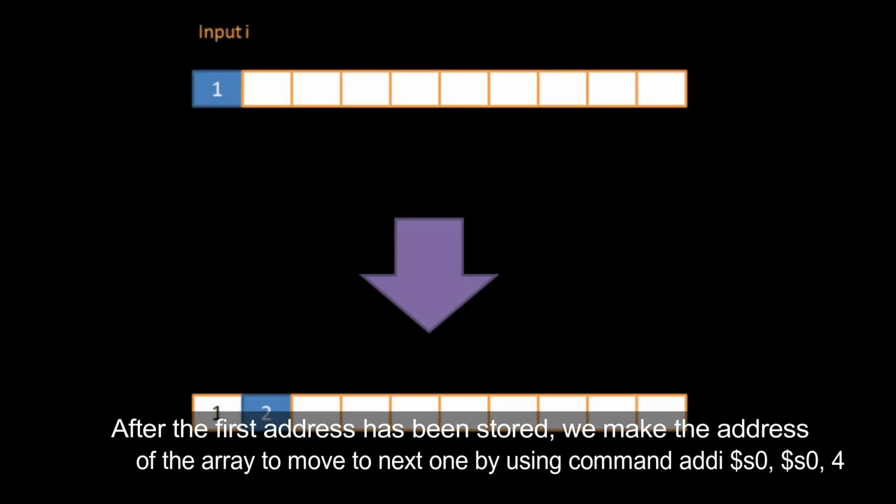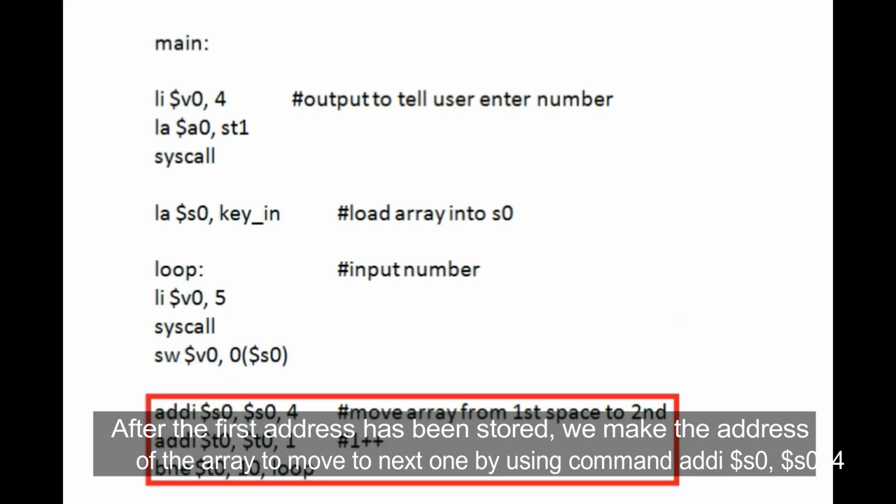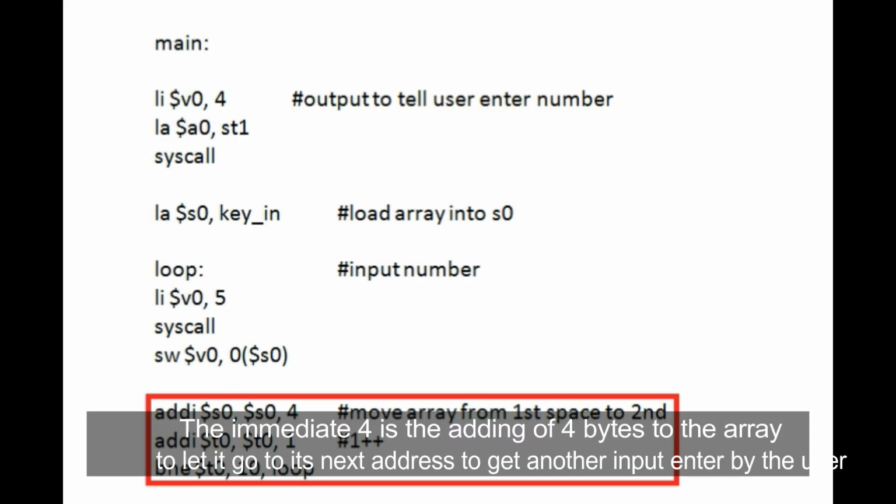After the first address has been stored, we make the address of the array move to the next one by using the command. The immediate 4 is adding 4 bytes to the array to let it go to its next address to get another input entered by the user.